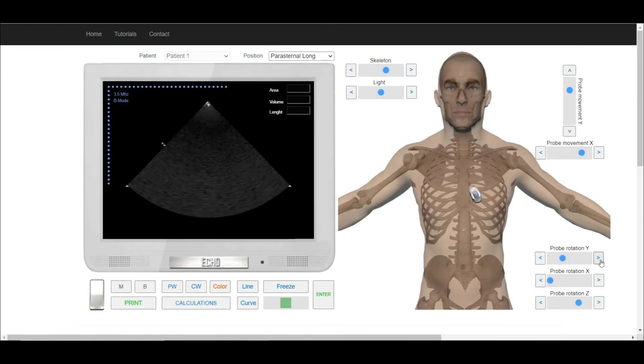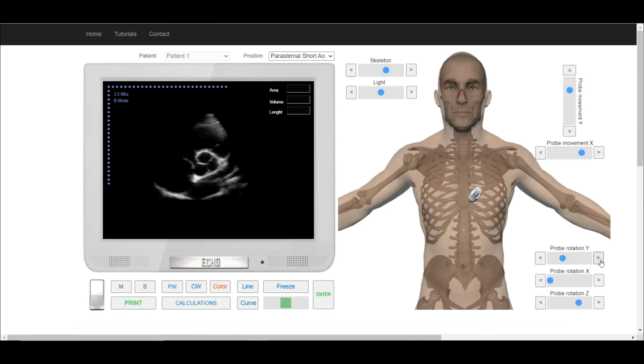Now rotate the transducer clockwise until we see on the screen the short axis at the level of the aortic valve. Tilt the transducer a little down and we will see the short axis at the level of the mitral valve.